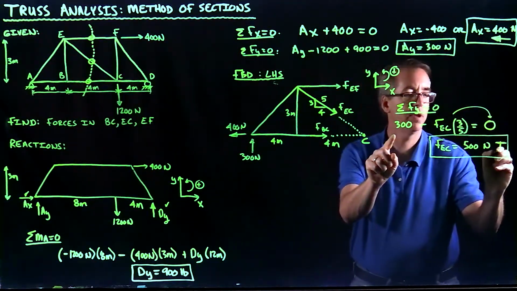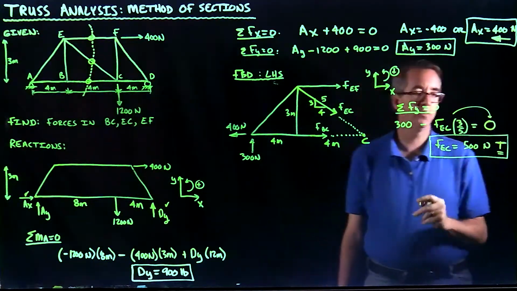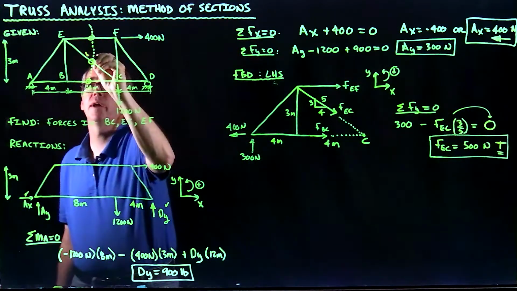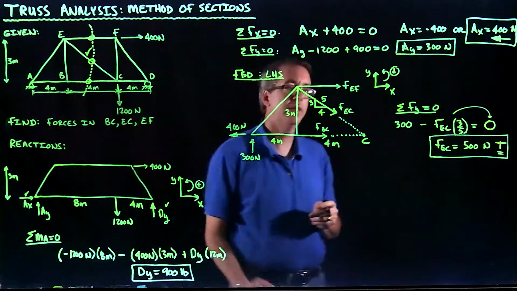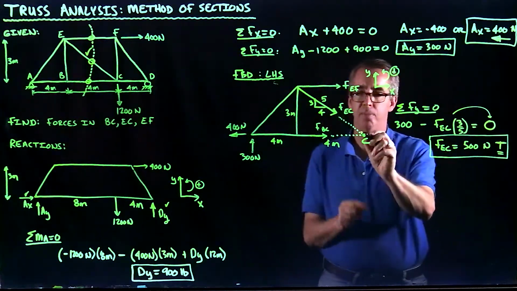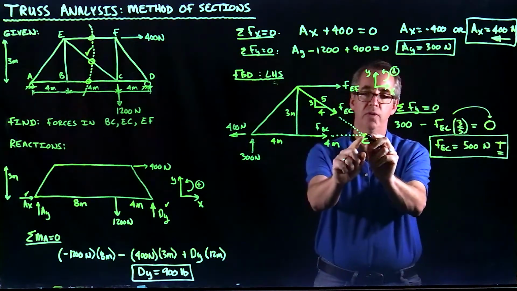Okay, for my notation, I'm just going to write it like this. So I have a force of 500 newtons in tension. Okay. So that took care of this one right here. Now let's go ahead and look at these other ones. Now, as I mentioned earlier, I noticed that at point C, I've got two forces that are concurrent, meaning that these two forces intersect at this point.